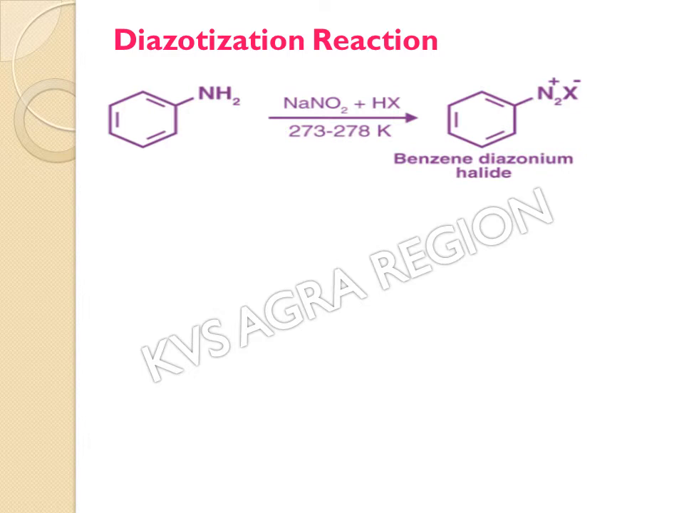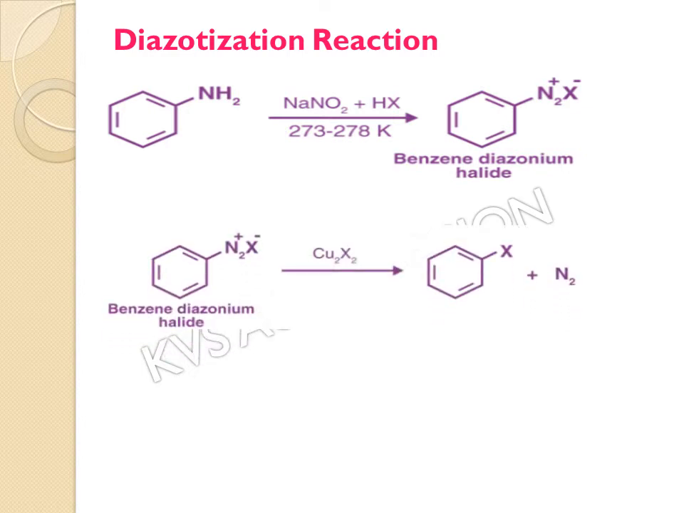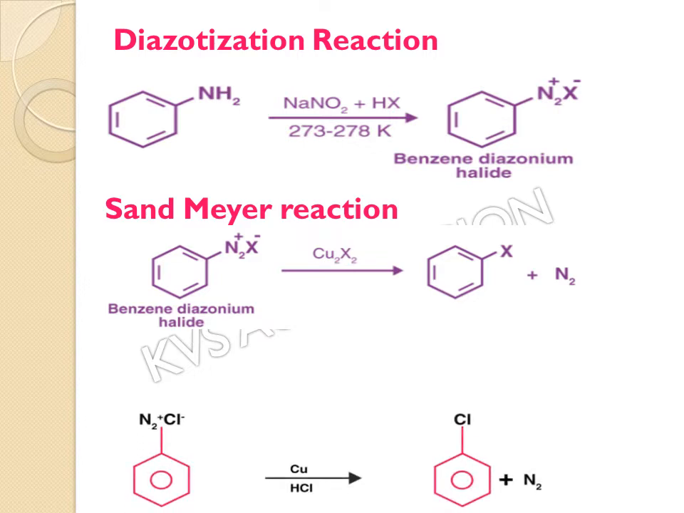Next is diazotization reaction. In this reaction, aniline reacts with NaNO2 and halogen acid at 273 to 278 Kelvin, or we can say in presence of ice cold water, to give benzene diazonium halide. This benzene diazonium halide when treated with Cu2X2 in presence of halogen acid gives haloarene along with elimination of nitrogen, and this is known as Sandmeyer reaction. Whereas when benzene diazonium chloride or halide is treated with copper powder and halogen acid, we get haloarene along with elimination of nitrogen, but this reaction is known as Gattermann reaction.